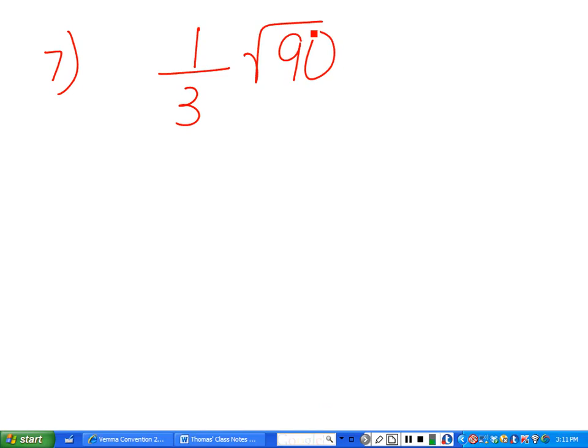When students see fractions, they tense up. But the rules stay the same. It doesn't change based on a fraction. You just have to apply fraction rules. Okay, so 1/3 times the square root of 90. Our objective is still to break down 90. Can you think of a perfect square in 90?